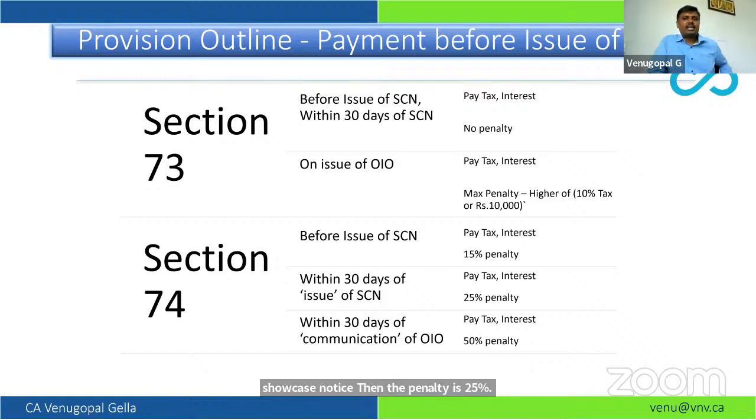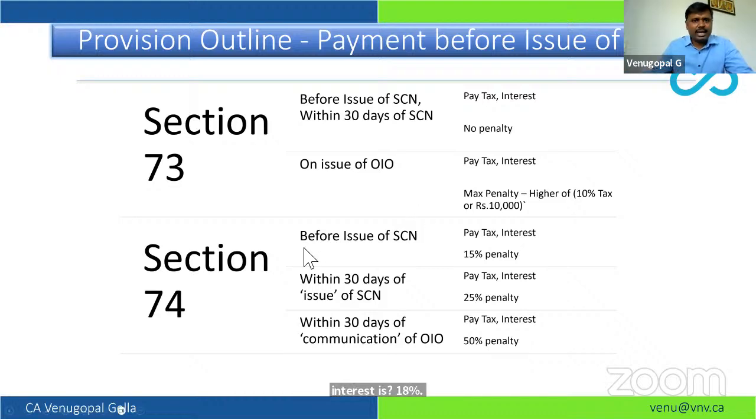Then, if you are not paying within 30 days of the show cause notice, there is a 6 month time window. Let's say in the month of August the notice has been issued. By September, if you pay, it is 25%, but you haven't paid. You have waited till the order has come. Within 30 days of the order, you make the payment of tax and penalty. Then the penalty would only be 50%. So when tax and interest is paid, the penalty would be 50%. And what is the interest? Interest is 18%, right? So friends, these are the various things that we should be aware of.